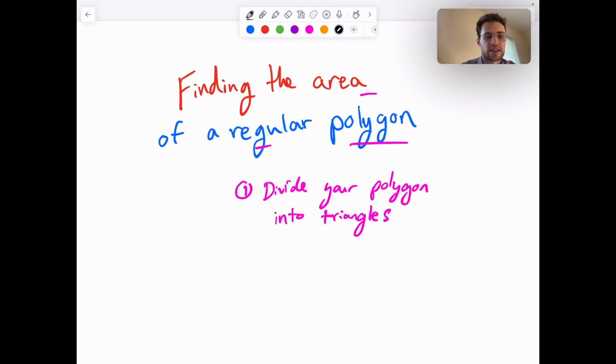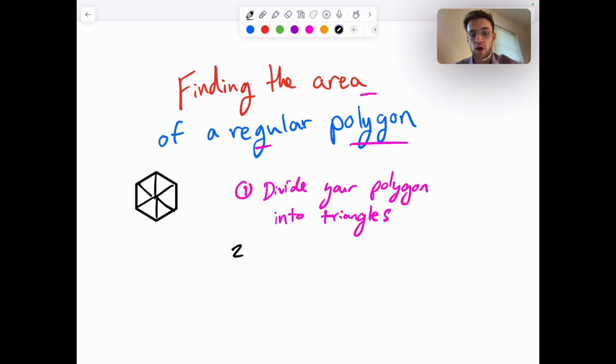For instance, if you have a hexagon, it has to be a regular hexagon, so all the angles inside are the same. If you divide that into triangles, there will be 6 congruent triangles. Same thing if you had an octagon, it'd be 8. If you had a heptagon, it'd be 7 equivalent triangles.